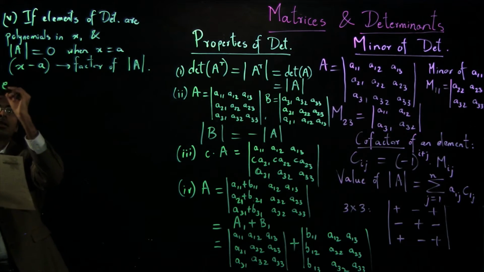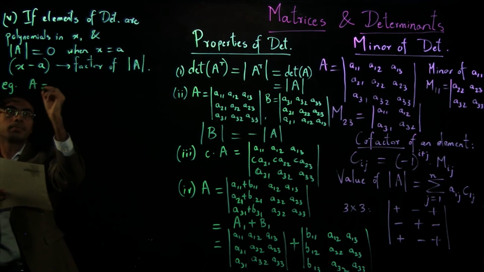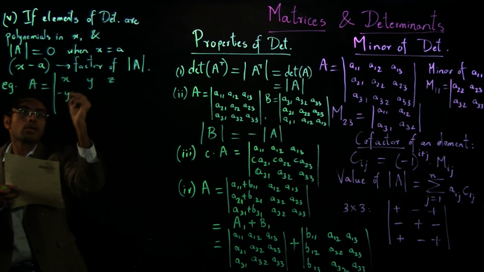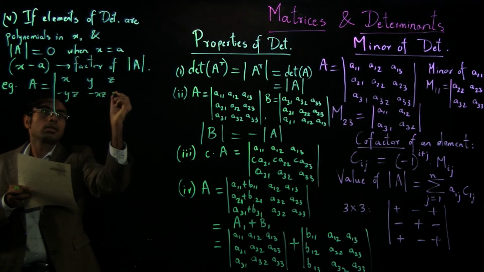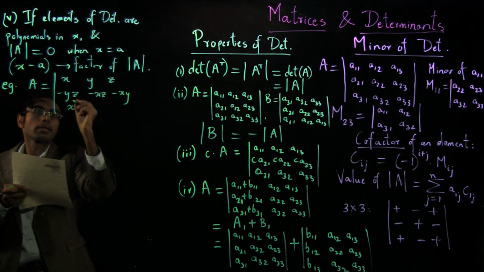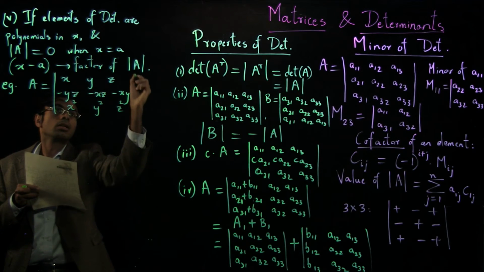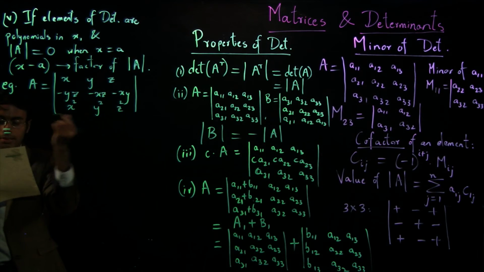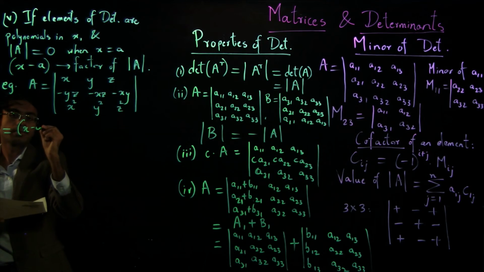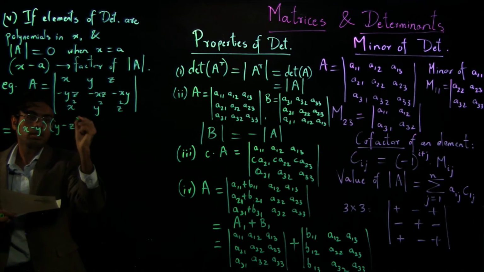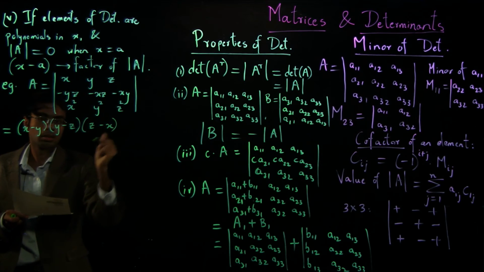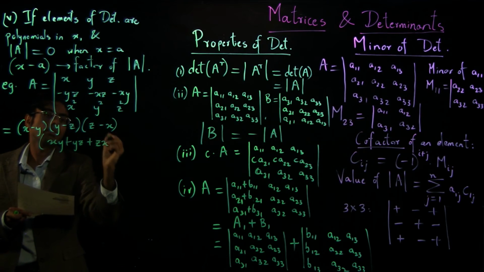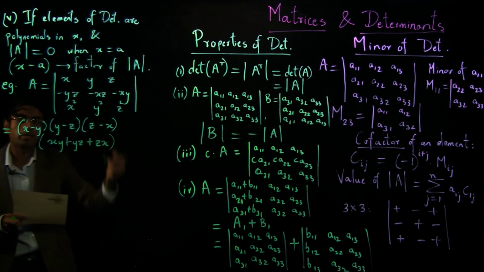For example, if you have a determinant such as x, y, z, minus yz, minus xz, minus xy, x squared, y squared, z squared, using this rule, you'll find that this can be factorized into x minus y, y minus z, z minus x, and xy plus yz plus zx, simply by cyclically substituting x for y, y for z, and z for x.